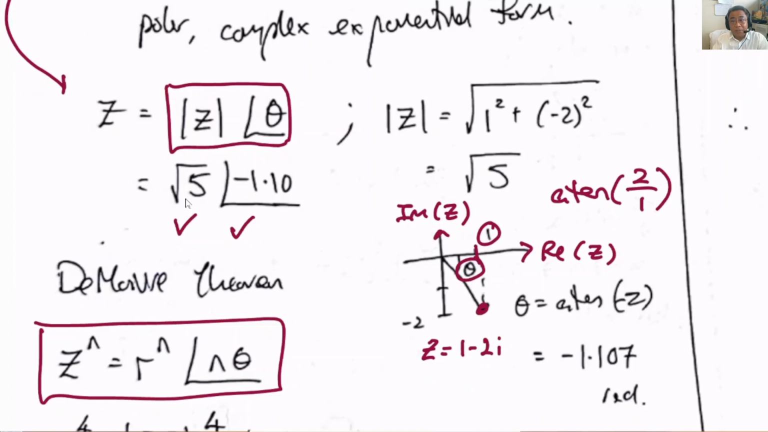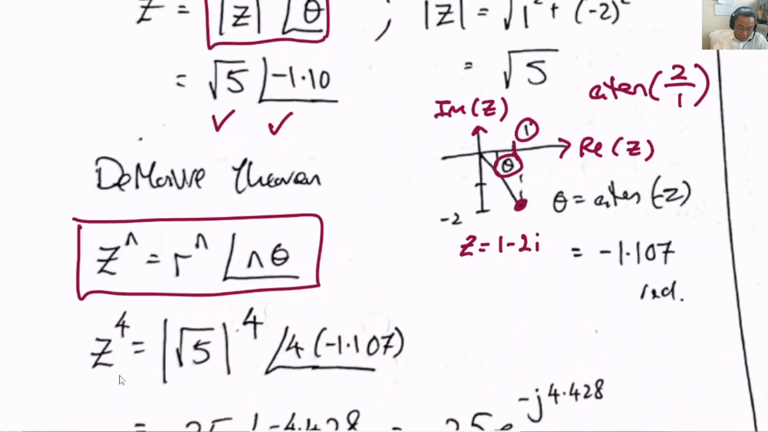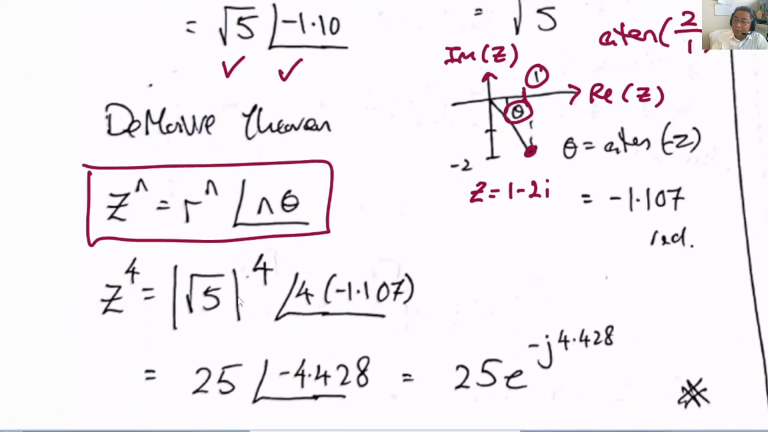Now once we have z in this form, then it is very easy. We just plug in De Moivre's theorem, and voila, we can get the answer. Square root of 5 to the power of 4 is 25, and then 4 times this angle is minus 4.428 radian. Now, we don't like things in this form.